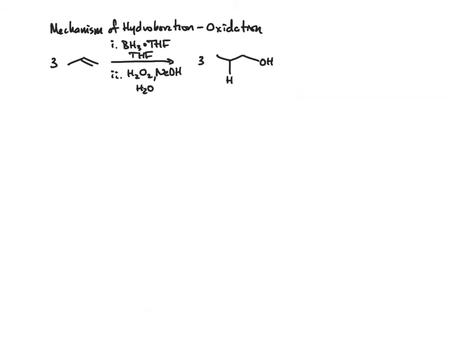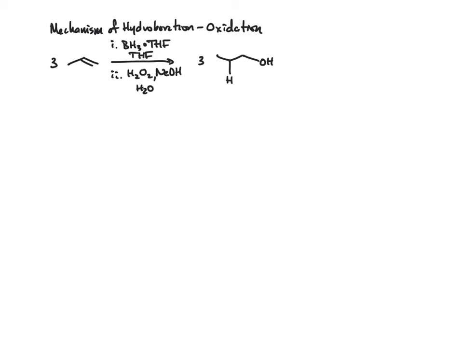So in the mechanism of hydroboration oxidation, we want to understand why we get the regioisomeric alcohol as compared to hydration of the same starting material alkene. So in this reaction, we're taking 3 equivalents of propene. We're treating with borane THF complex, and THF is the solvent. And then the second stage, hydrogen peroxide, sodium hydroxide, and water.